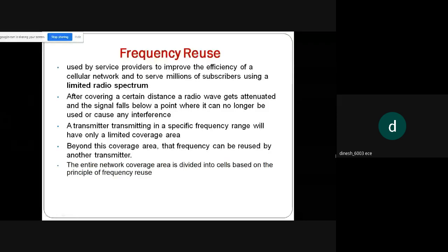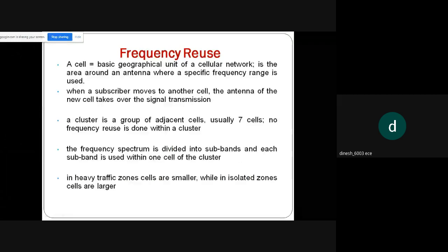Beyond that region or area of coverage, that frequency will not be available, so again we can deploy the same frequency, and it goes on. I'll show you in a diagram so that you understand it better. The entire network coverage from transmitter to receiver is divided into cells based on the principle of frequency reuse. I'll show you the frequency reuse concept also in macro cells or micro cells.